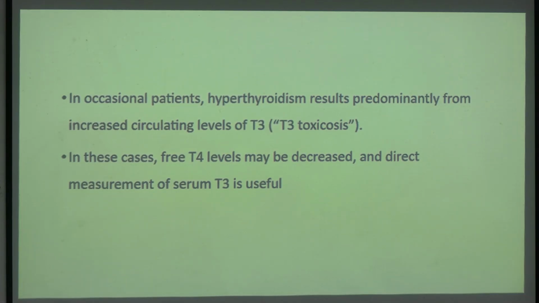In occasional patients, hyperthyroidism results predominantly from increased circulatory levels of T3, that is called T3 toxicosis. In this case, free T4 level may be decreased and direct measurement of serum T3 is useful. So, in some patients, increased circulating level of only T3 will increase. That is called T3 toxicosis.